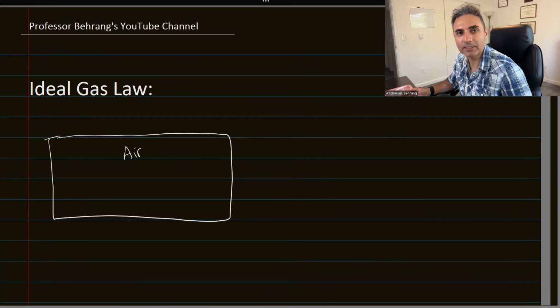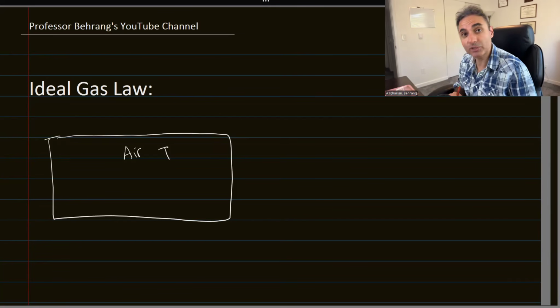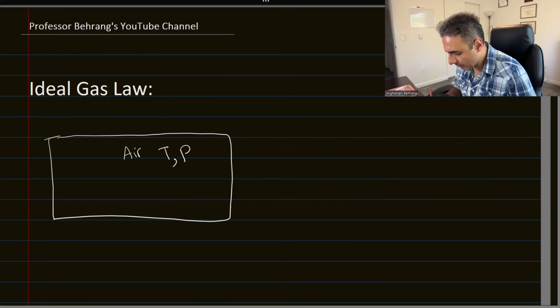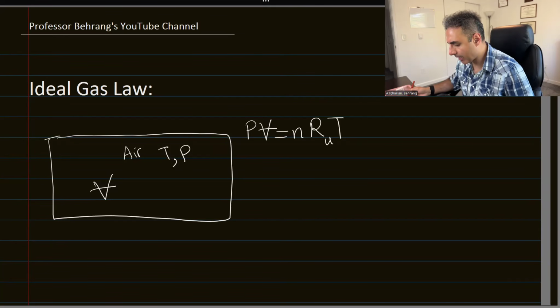So imagine we have a container and we have air in it, and the temperature of air is given, after it reaches equilibrium in this tank, and it's a closed system, right? And the pressure is also given. What is ideal gas? Ideal gas is basically this: P times the volume of this tank equals N, the number of moles of air in this tank, times something called the universal R sub U, and T.